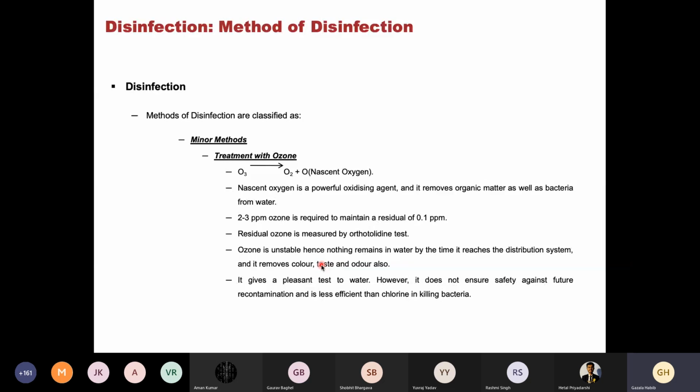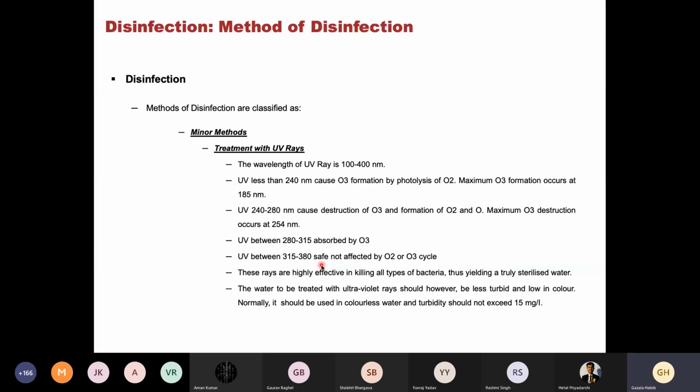This treatment is done at the service level, which means after the water has passed through the distribution system and we receive water at home, we use the RO system to further treat the water, kill the bacteria and use the water. So there is no requirement of residual ozone, because it will kill all the bacteria and the water will be safe.